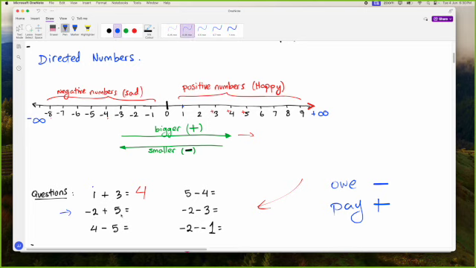I'll do the second question. Negative 2 plus 5. Negative 2 plus 5. Well, I'm starting with negative 2 here. And then I'm going to add 5. So adding means I'm going in this direction. So I'm going to add 5. 1, 2, 3, 4, 5. Right? So you can see negative 2 plus 5 is 3. Yeah?